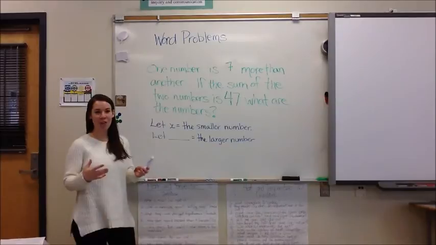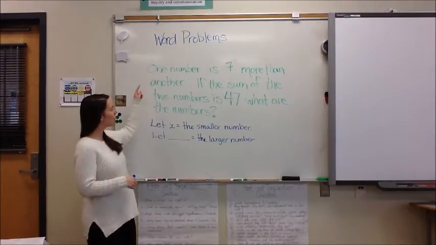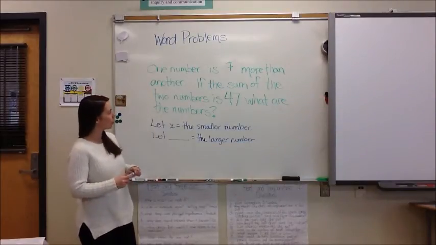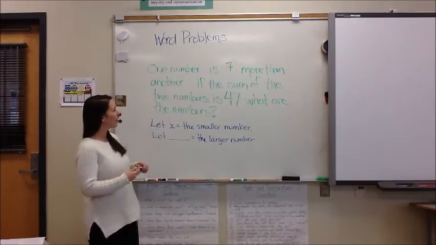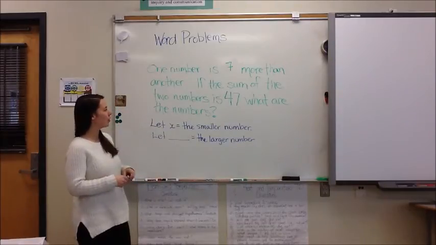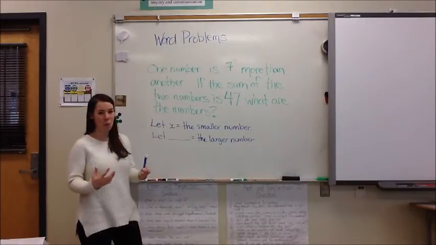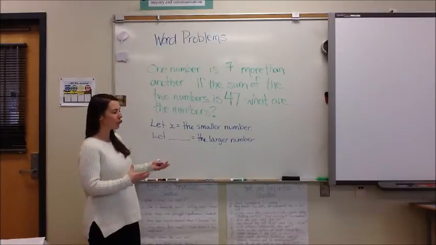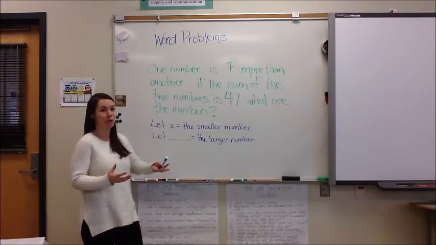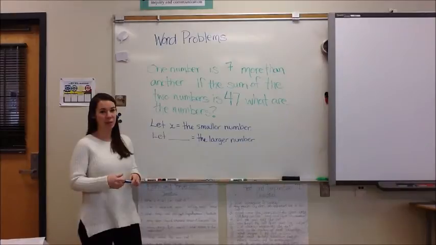So now we're going to solve some word problems. Our word problem today is: one number is 7 more than another. If the sum of the two numbers is 47, what are the numbers? Before, we've been looking at word problems where you don't actually solve the question. Today we are.